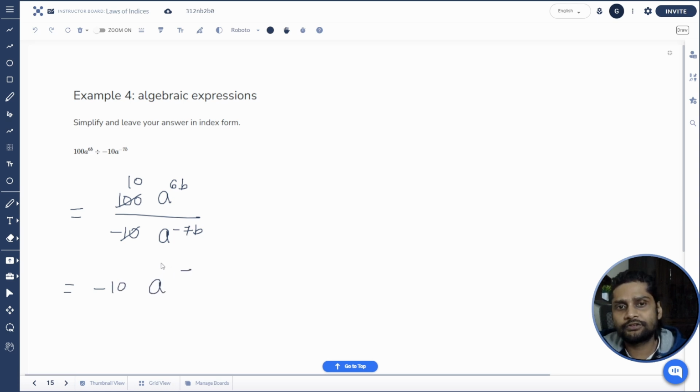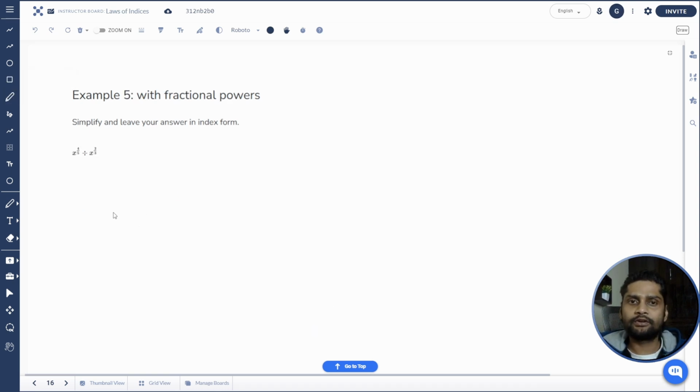Now we have to perform simplification. We need to subtract the exponents. We get this, and then after we have to open the bracket, that becomes positive. So the answer is going to be negative 10 times a raised to the power of 13b.